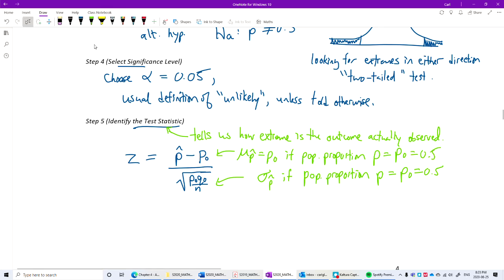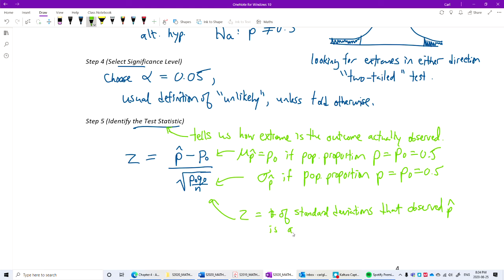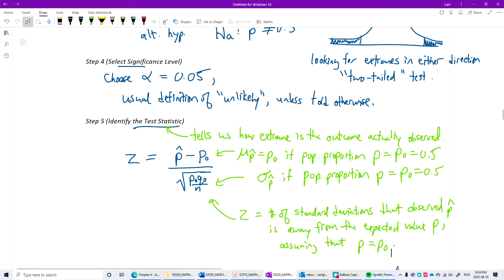So what is z then? Z is therefore the number of standard deviations that the observed p hat is away from the expected value, which is p0, assuming that p is the null value, the value assumed in the null hypothesis.